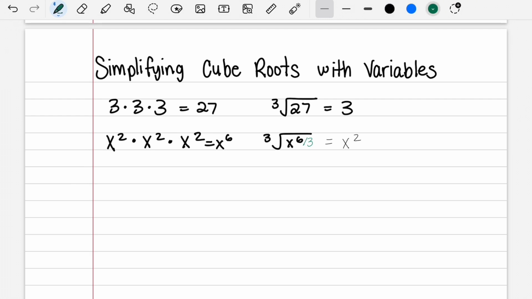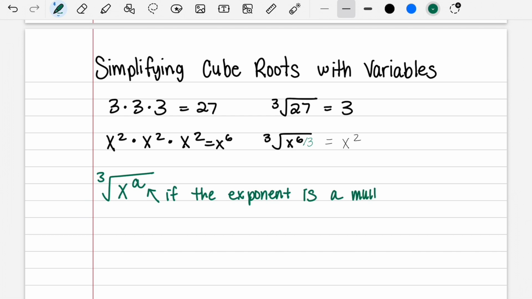So, rule time. If I had the cube root of x to the power of a, if the exponent is a multiple of 3, then we divide by 3. If it's not, then make it a multiple of 3.